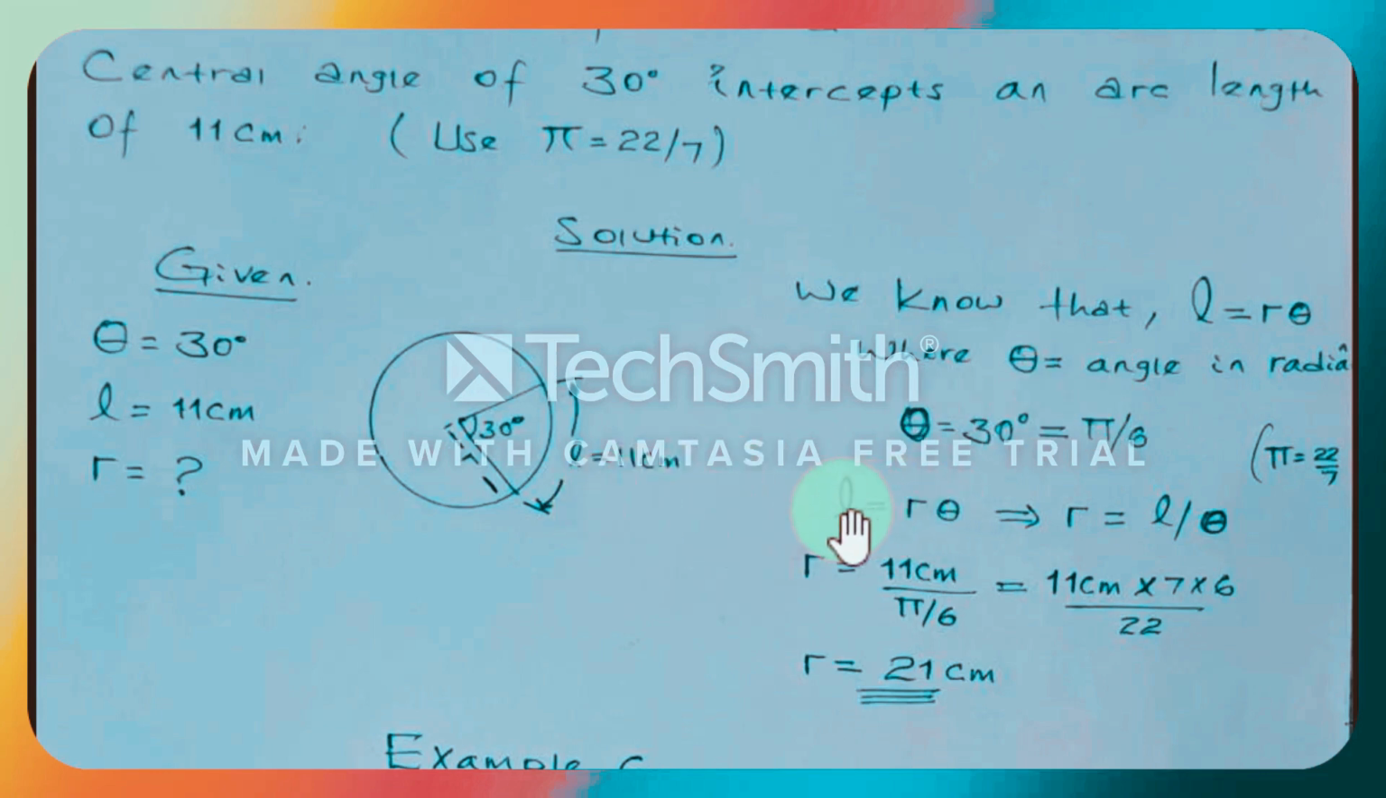ስለዚህ አርክ ሌንግዝ ሬዲየስ ታይምስ ቴታ ከሆነ ሴንትራል አንግል ከሆነ አር ምን ይሆናል? ኦቨር ቴታ ስናደርግ ሬዲየስ ኦፍ ሰርክል ዊል ቢ አርክ ሌንግዝ ኦቨር ቴታ። ቴታ is central angle, yeah, that's given in radian measure. Therefore radius will be arc length is given L 11 centimeter times over pi theta is pi/6. ስለዚህ የፓይን ዋጋ 22/7ኛን ስንተካ የሚመጣው ምንድነው?